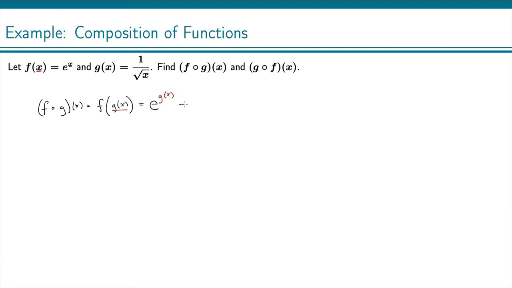Okay, and then I know what g of x is. g of x is 1 over the square root of x. So I'm going to plug that in there, and I have e raised to the 1 over the square root of x.